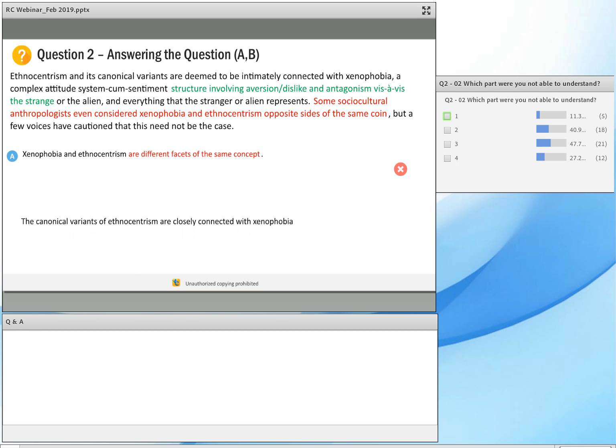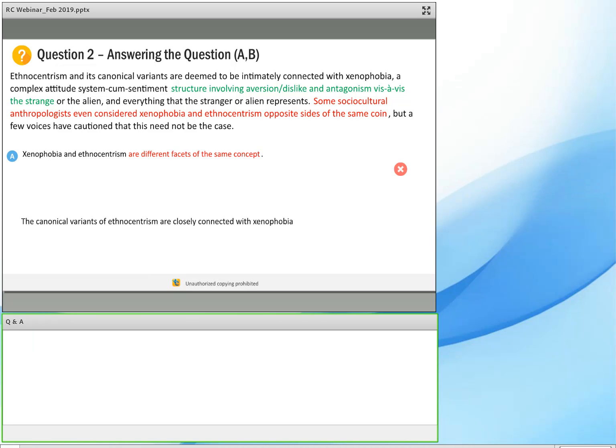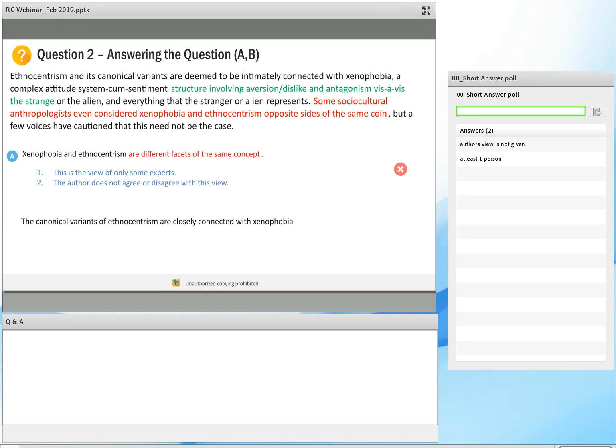Okay, here's the passage. When you look at the answer choices and ask why they are incorrect, let's go about doing them. So: xenophobia and EC are different facets of the same concept. Can you infer this? Does the author really believe in this? The answer is no. This is only the view of some experts. The author neither agrees nor disagrees with this. Hence, this option is incorrect.